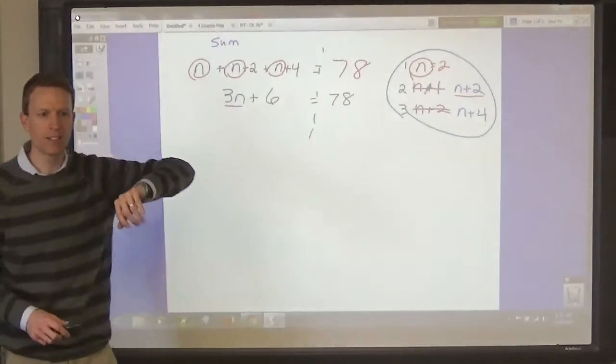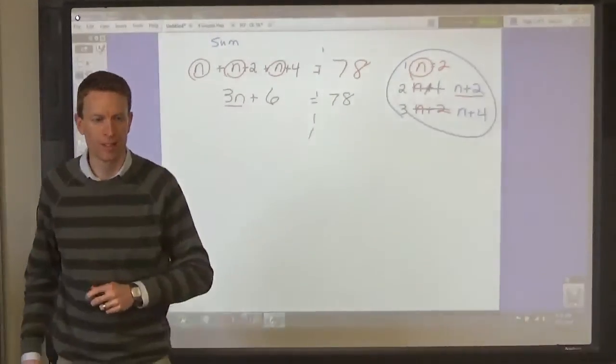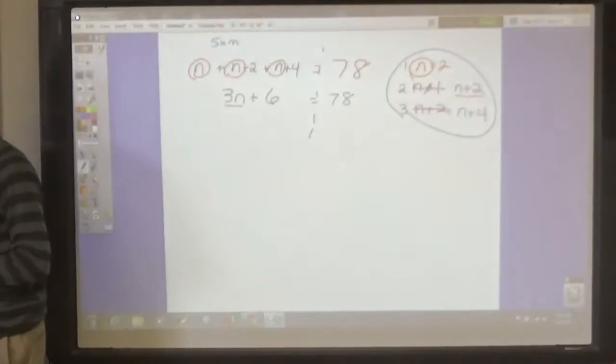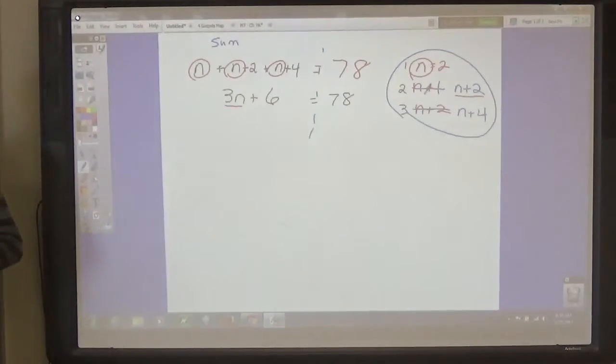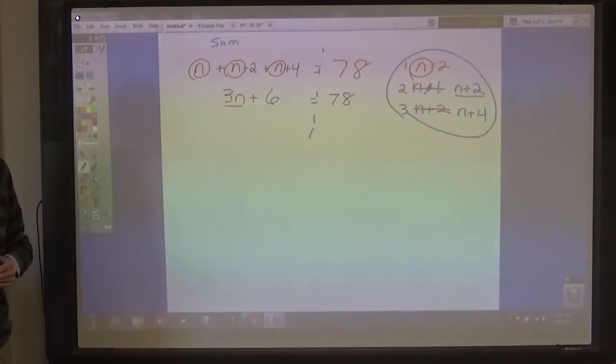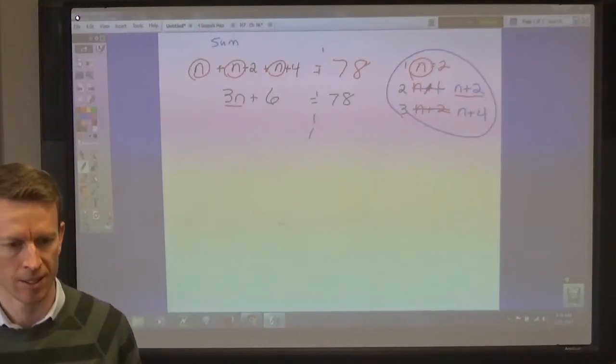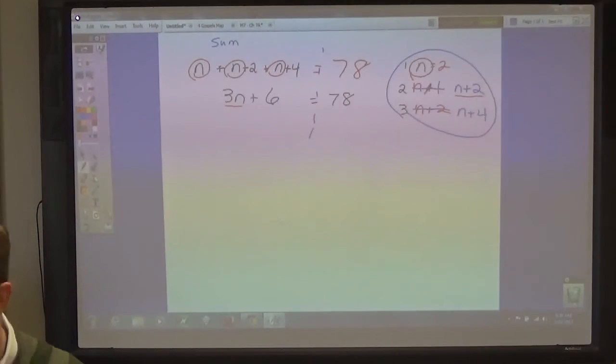Now, how do we solve this? Yep. So we're going to do a plus negative 6 on both sides to get rid of the 6. And then you can get 3n plus 0, and then you just have 3n.